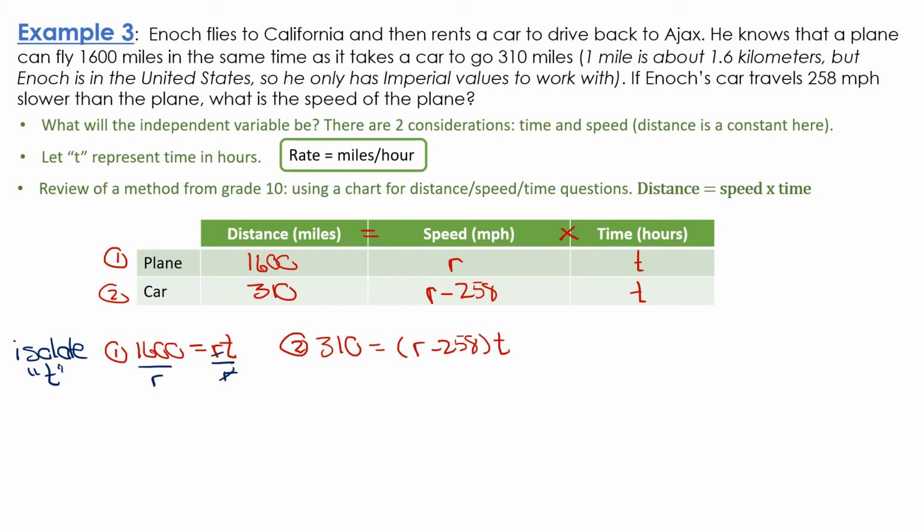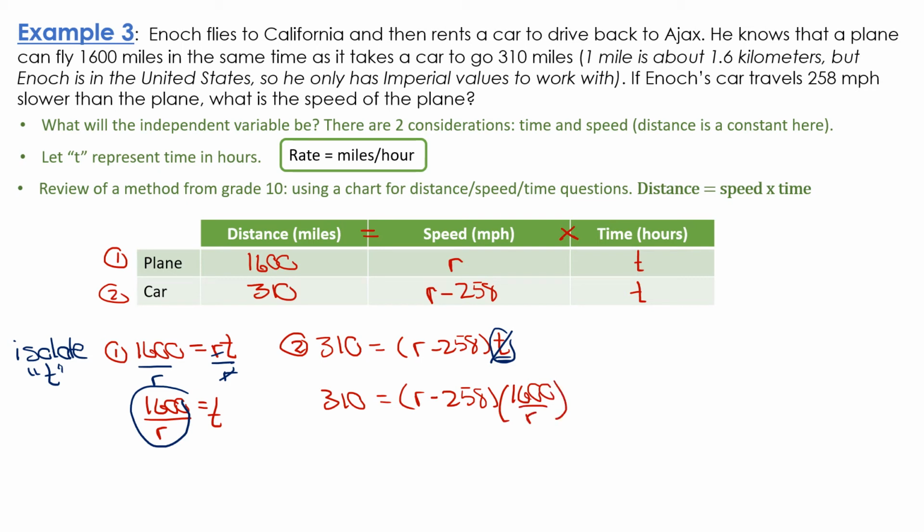And these R's cancel out. And I have 1,600 over R equals T. So I'm going to take that T, this is T, here's another T here. I'm going to switch out these T's. I'm going to take this T out, and in its place, I'm going to put this T here. So my equation 2 is now 310 equals R minus 258, and instead of that T, I'm putting 1,600 over R.